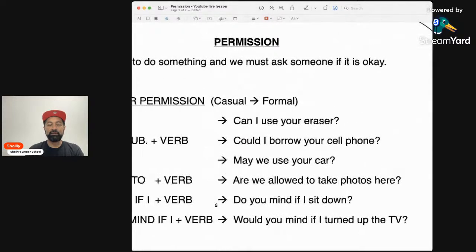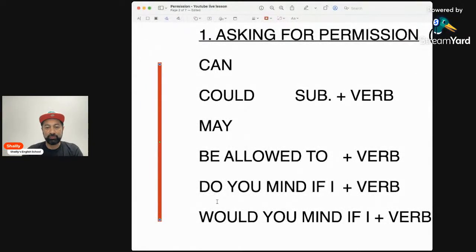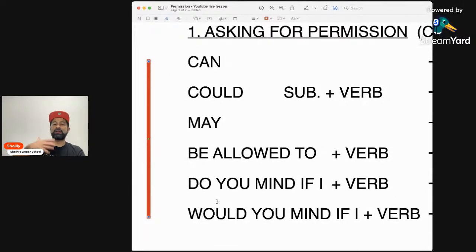Now, the next one is a little bit interesting. It's be allowed to. This one is a little bit unique because we're not asking if I can do something. Be allowed to is talking about rules. So if I want to know if something is okay to do, a rule, then I use be allowed to.